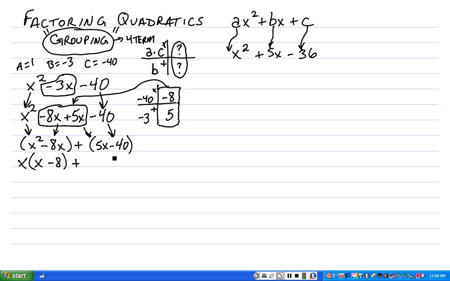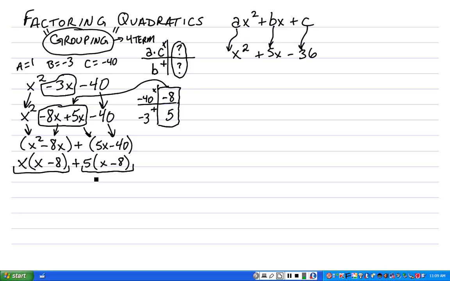Over here, I see I can pull a 5 out of a 5x and 40, so I factor out a 5. When I factor 5 out of 5x, that leaves me x. When I factor a 5 out of 40, that leaves me a minus 8. And now notice what happens when you group and you factor out the pairs, you end up with two terms still. That's one term, that's the second term, because terms are separated by pluses and minuses, right? So these two products are separated from these two products by this plus sign. So one term, two terms, and these two terms have something in common.